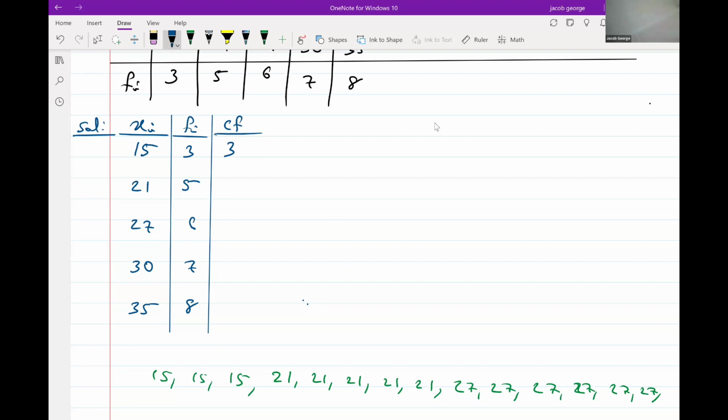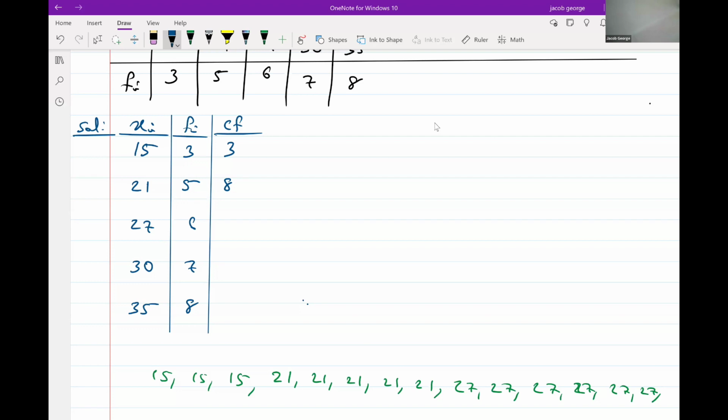What does it mean? 3 plus 5, 8 means when we write 15 three times and 21 five times, total 1, 2, 3, 4, 5, 6, 7, 8 terms are covered till there. Is it clear? Total how many terms are covered till there? 8 terms. When we reach the last 21, total how many terms? 8 terms. So this cumulative frequency will give you the total number of terms.